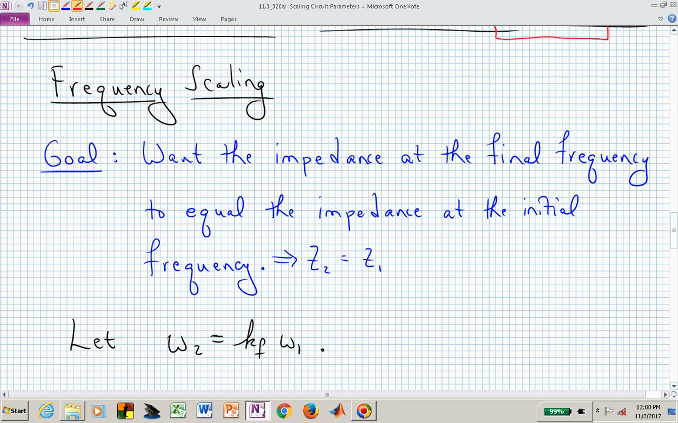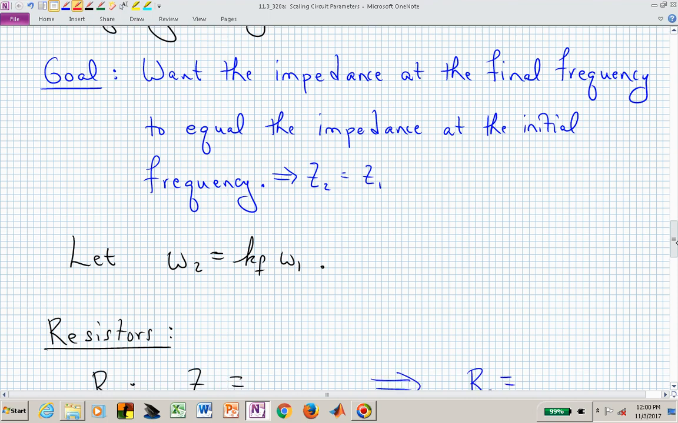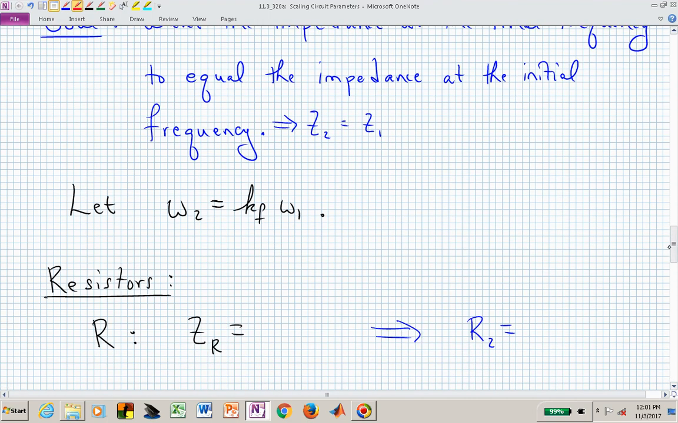Here we're going to say, oh, we're scaling frequencies, which means the final frequency, omega sub 2, is a scaled version of the initial frequency. And we want the impedances to be the same. We were worrying about magnitude scaling earlier. Now we just want to worry about frequency scaling in this particular segment. So that now we're just changing the frequency, and we want the impedances to be the same. So let's look at the resistors. What's the impedance expression for a resistor?